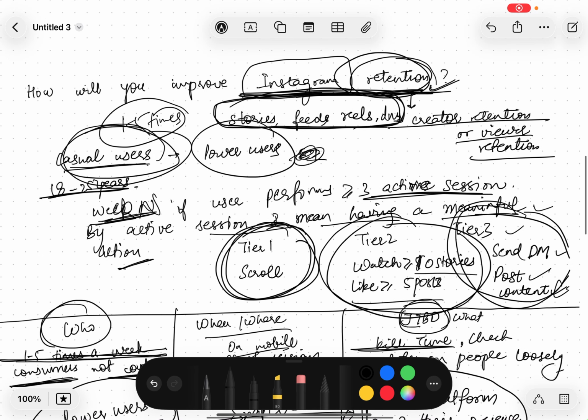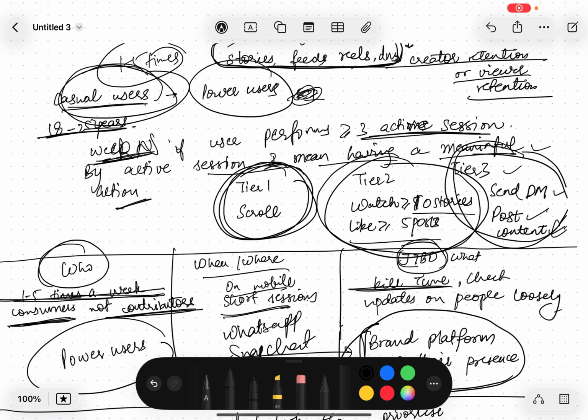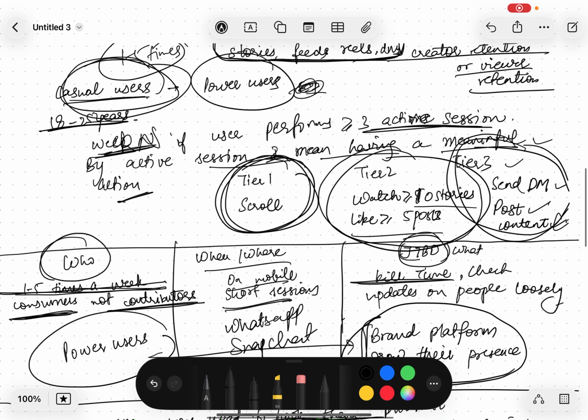By summarizing, we have gone through some of the clarifying questions. We have taken what we mean by Instagram. We will be focusing on viewer retention, and by retention I mean week n is said to retain a user if a user performs greater than or equal to 3 active sessions. And by active session, I mean tier 2, tier 3 actions, like liking greater than a certain number of posts, or scrolling past a certain timeline, or maybe sending DMs.